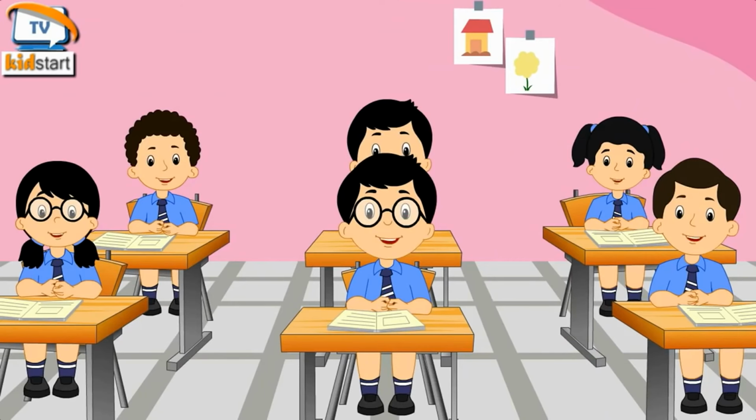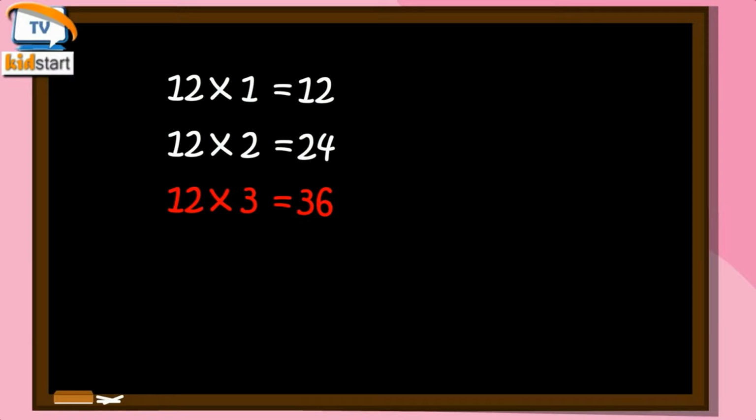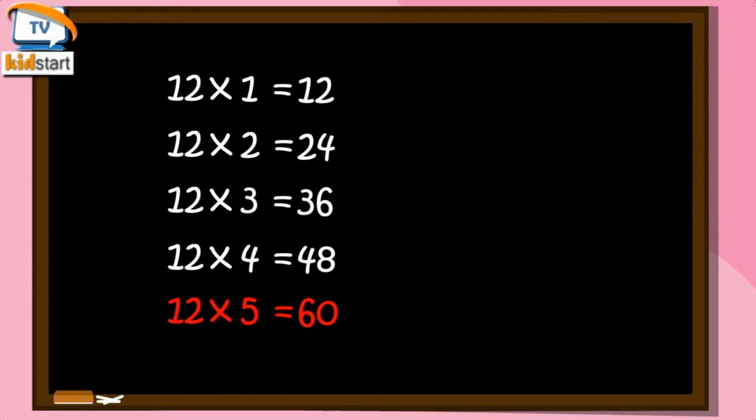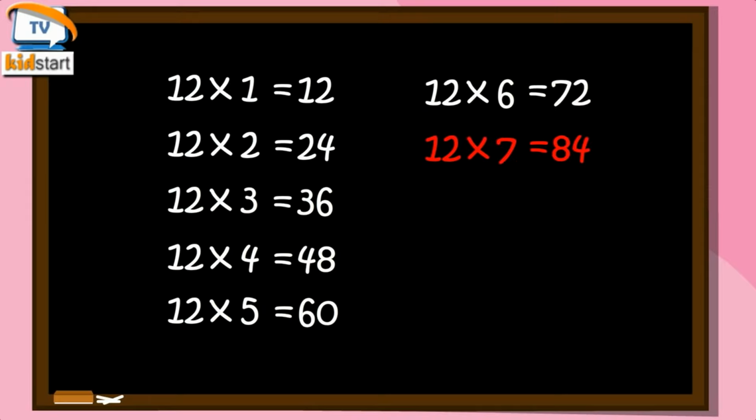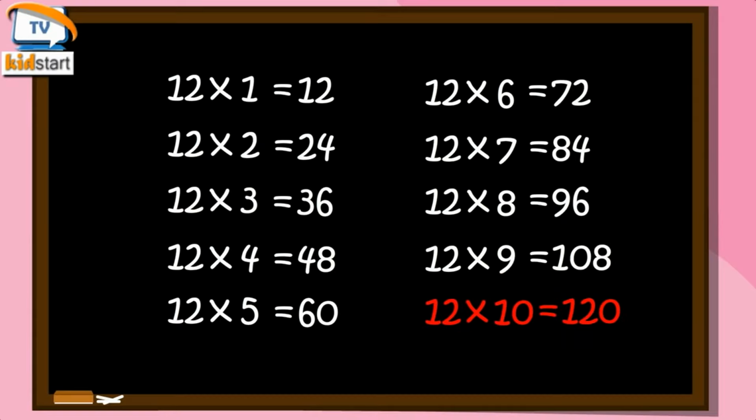12 tens are 120. 12 ones are 12. 12 twos are 24. 12 threes are 36. 12 fours are 48. 12 fives are 60. 12 sixes are 72. 12 sevens are 84. 12 eights are 96. 12 nines are 108.